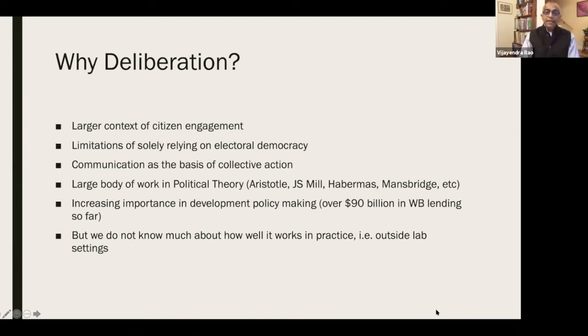John Elster put this very nicely. He said, electoral democracy is about the aggregation of preferences. Deliberative democracy is about the transformation of preferences, where I can persuade you of a point of view, my point of view, and make us all think alike.